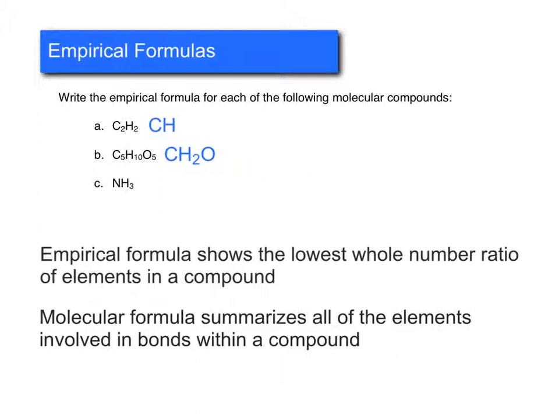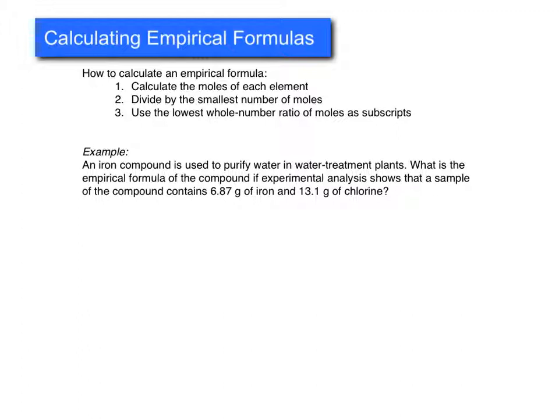Right? NH3 has just one nitrogen and three hydrogens, so it can't be reduced any further. And so our empirical formula for this one is exactly the same as our molecular formula. Now, the empirical formula is a useful concept because it can tell us what ratio of the two elements we have, and it turns out that we can use experimental data to figure out the empirical formula. And we're actually going to do this in the lab next week.